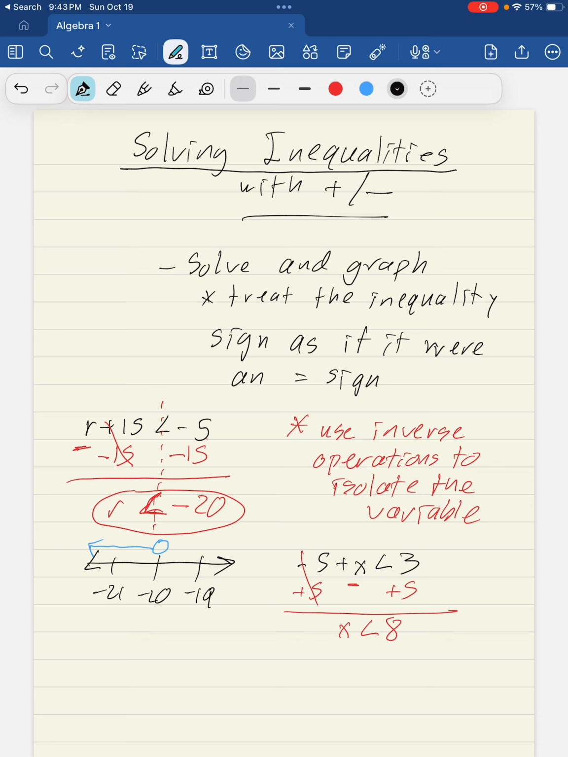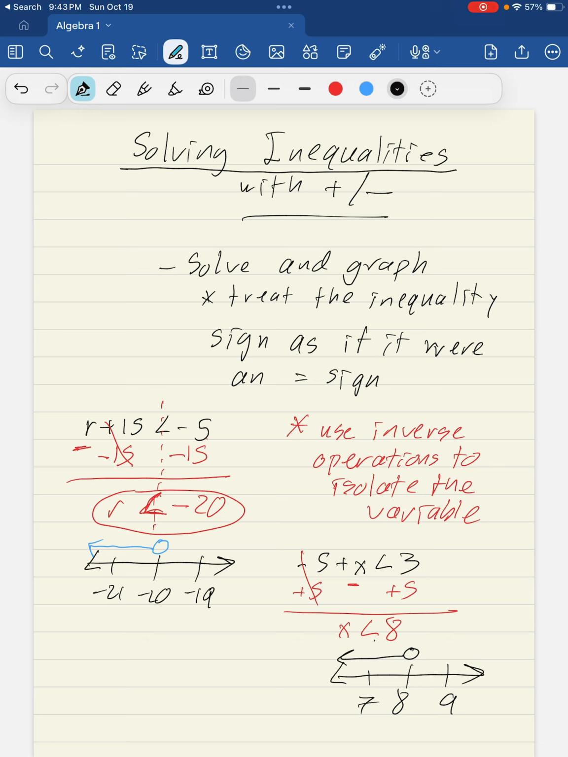Quick graph. I have my open circle at 8 because we have just a less than sign. We don't have a less than or equal to. And then less than, of course, goes to the left. Boom. There we go.